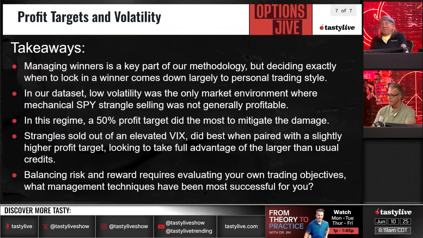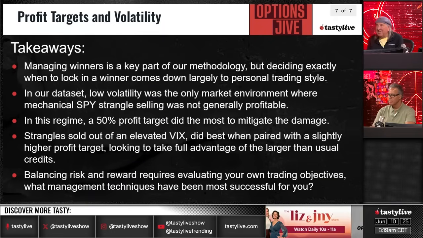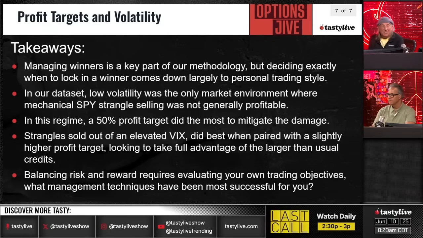Let's go to the takeaways. Managing winners is a key part of our methodology, but deciding exactly when to lock in a winner comes down largely to personal trading style. In our data set, low volatility was the only market environment where mechanical SPY strangle selling was not generally profitable. In this regime, a 50% profit target did the most to mitigate the damage. Strangles sold out of an elevated VIX did best when paired with a slightly higher profit target, looking to take full advantage of a larger than usual credit. Balancing risk and reward requires evaluating your trading objectives and what management techniques have been most successful for you.